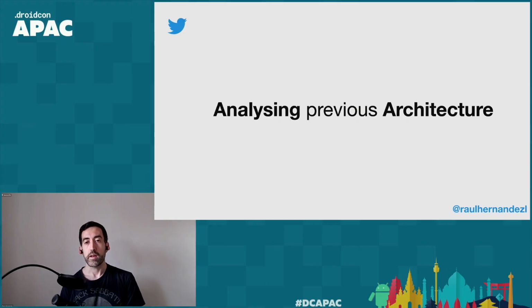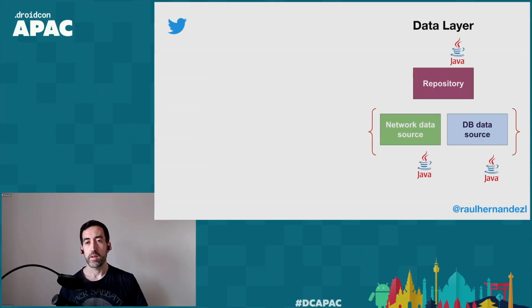Let's say we're gonna, first of all, analyze the architecture we had at the time. In my opinion, you don't need to change your architecture from scratch. You have something that is working for you, you can keep going. So that's why I followed this approach here too. And yeah, first of all, I changed the data layer, which is composed of a repository. And this repository from the data layer is also composed of a network and a database data source. All, as you can see here, built from the ground up in Java.